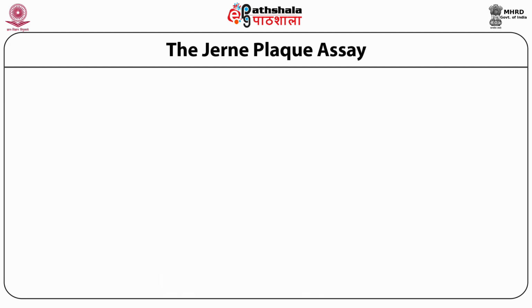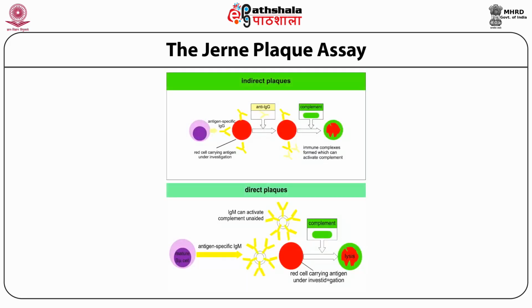Let us look at the Jerne plaque assay. The concept discussed so far can be further extended to assay for B lymphocytes producing antibodies specific for a cell surface antigen. An excess of antigen-bearing RBCs is mixed with the test sample of lymphocyte suspension. The mixed suspension is placed as a monolayer on a surface. With time, lymphocytes release antibodies. The monolayer is overlaid with the complement.